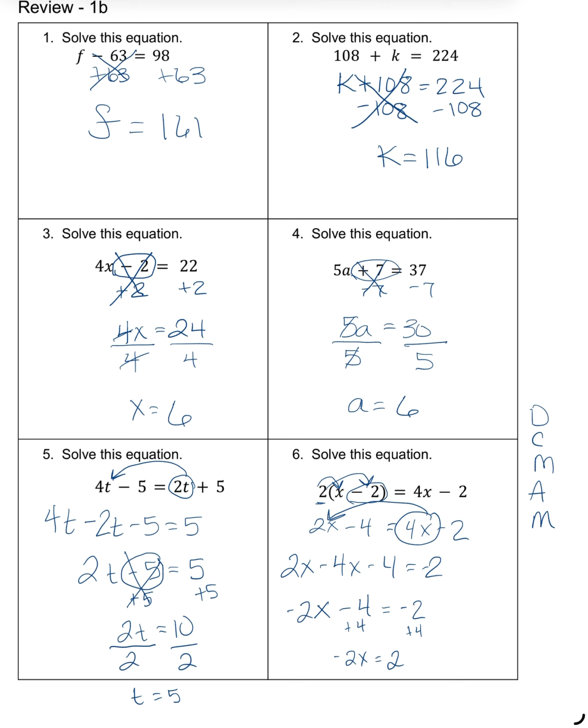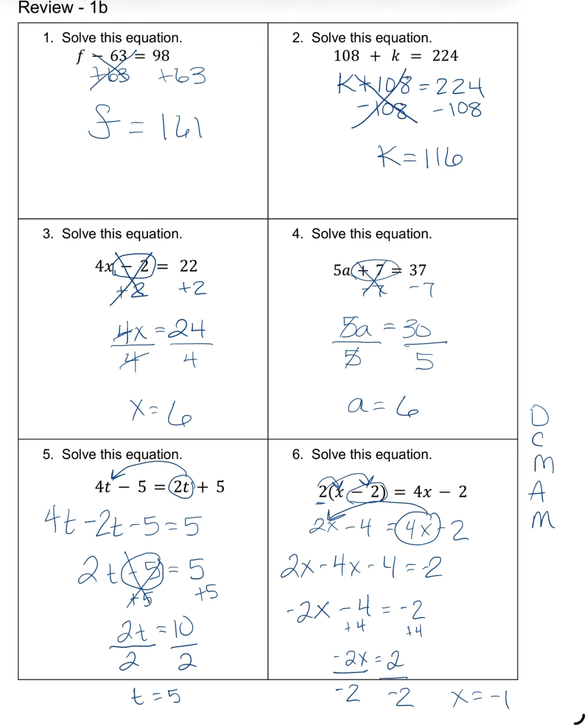And then we need to undo this negative 2 times x. So remember, to undo multiplication, we do division. We want to get rid of the number. The number's negative 2, so that's what we're dividing by on both sides. And that's going to give us x equals negative 1.